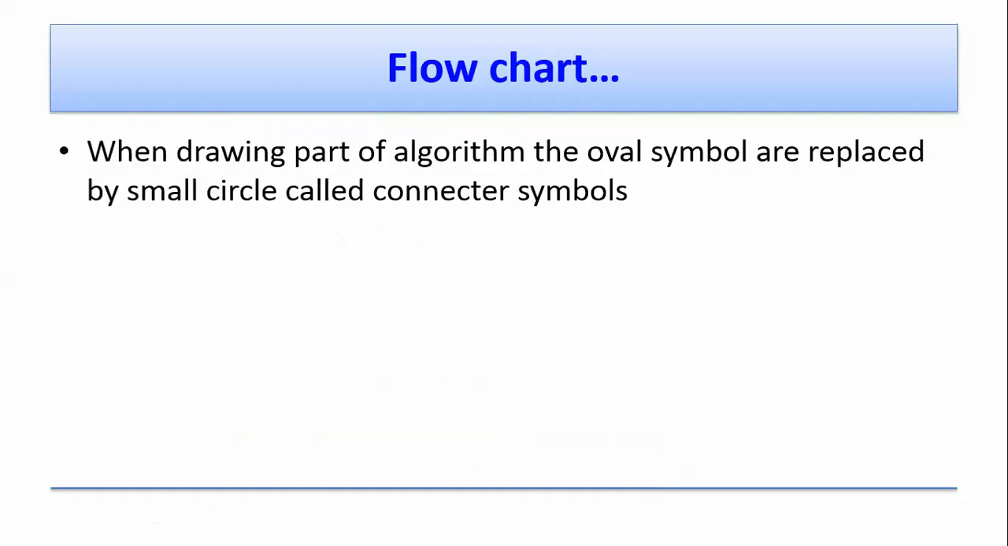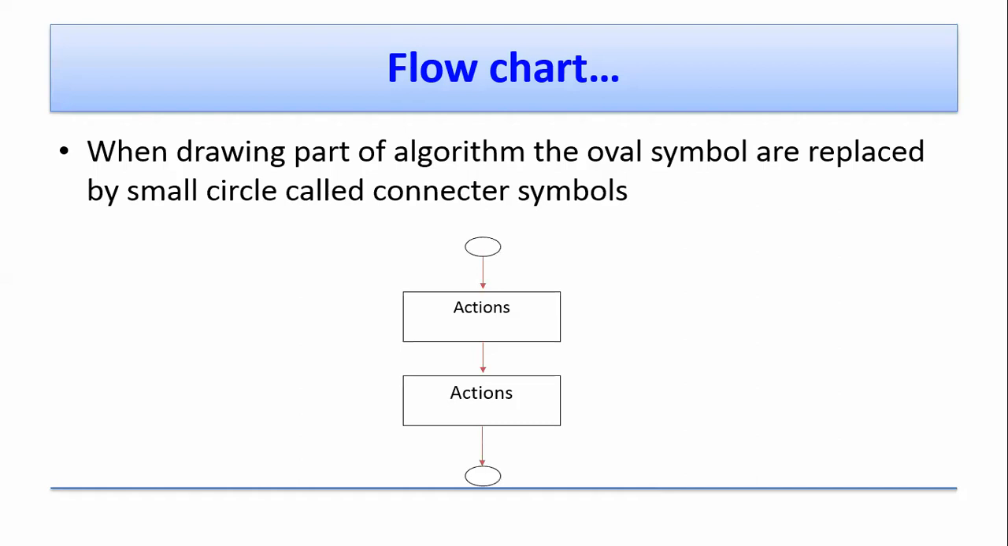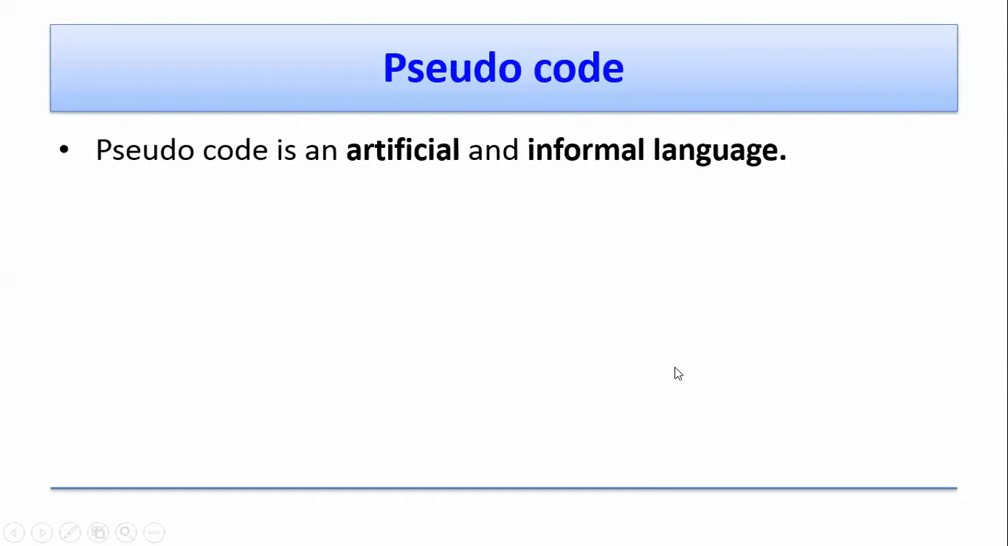So when drawing part of the algorithm, the oval symbol is replaced by a small circle called a connector. So if there is a part of a particular algorithm, we can mention it like this. So we can use these connector symbols, all right? Then there is one way to represent an algorithm.